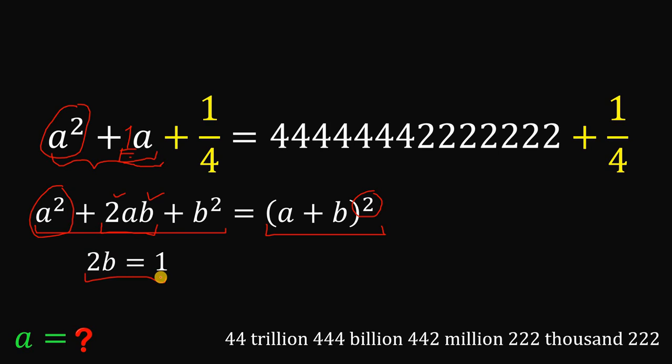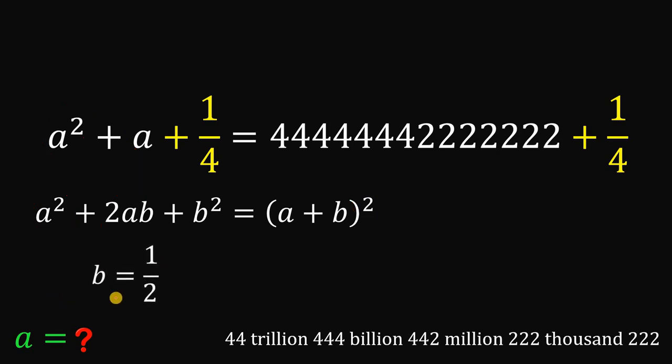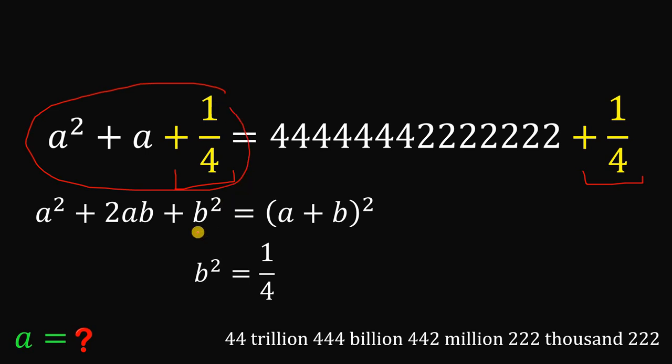Now from here, we can solve for the value of b. So just divide both sides by 2. So b must be equal to 1/2. And what we need to add is just b squared. So we need to square the value of b, which is 1/2, and 1/2 raised to the power of 2 will give us 1/4. So we add 1/4 on both sides to make this left hand side a perfect square trinomial.